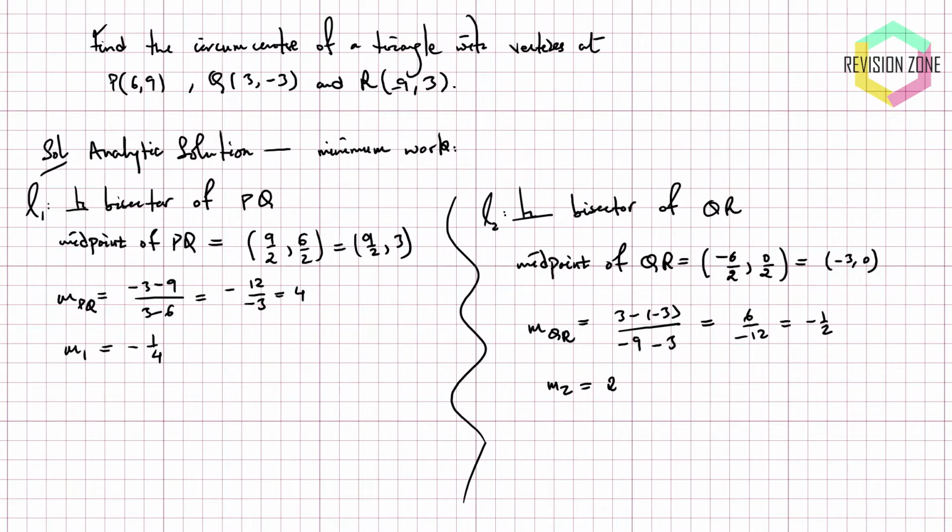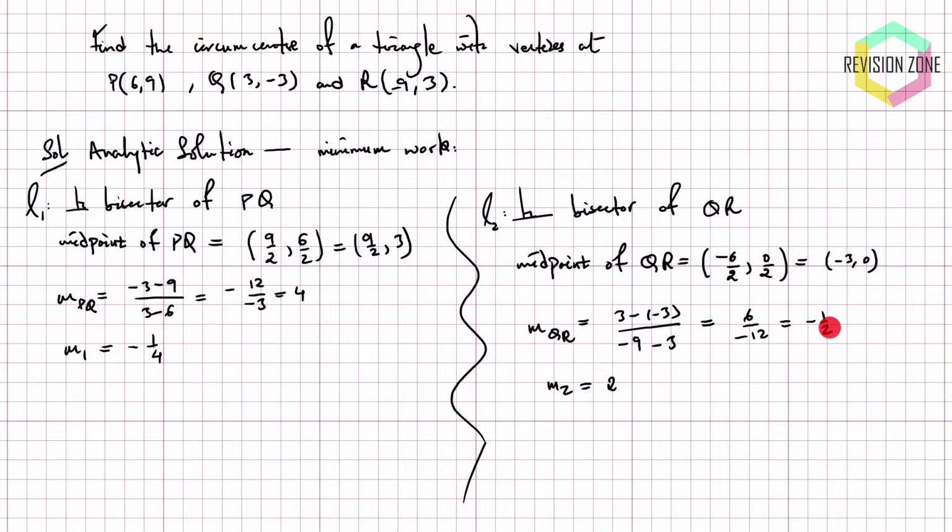But in each case, once we've got the gradient of our segments, PQ and QR respectively, we want perpendiculars to them, right? So we're going to have to flip this. This 4 can be thought of as 4 over 1. When I flip it, I get a quarter, and we stick a negative in front by the perpendicular gradient property. And similarly, I've got a half here. I flip it, I get 2.